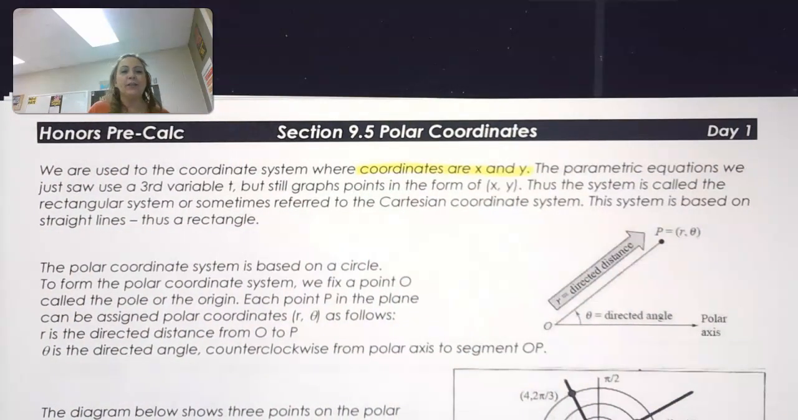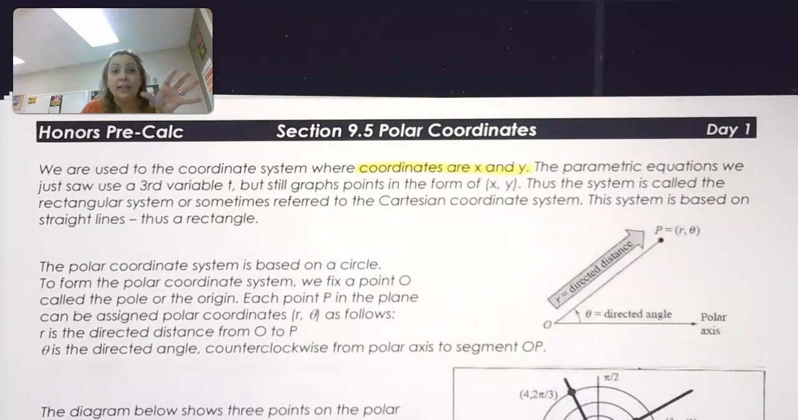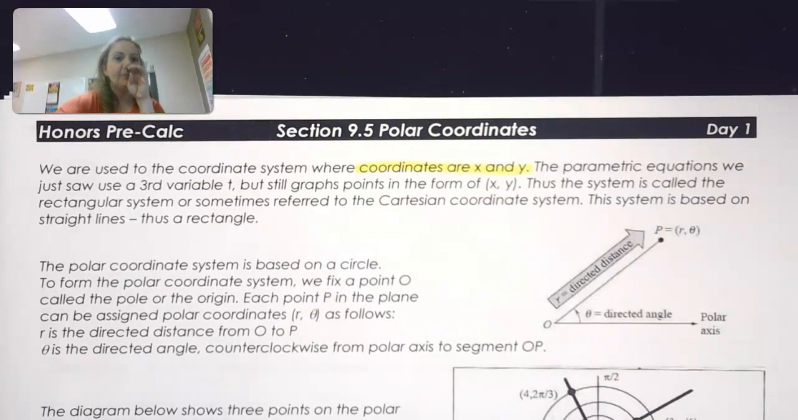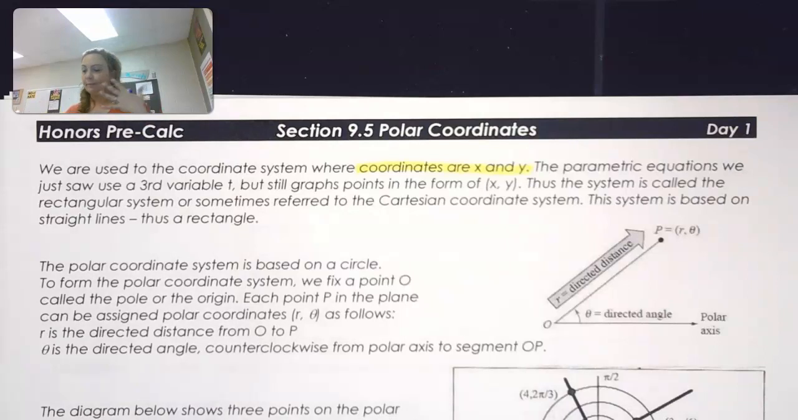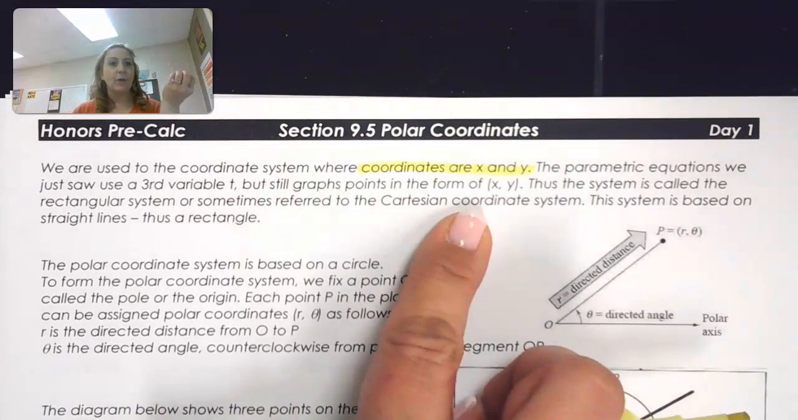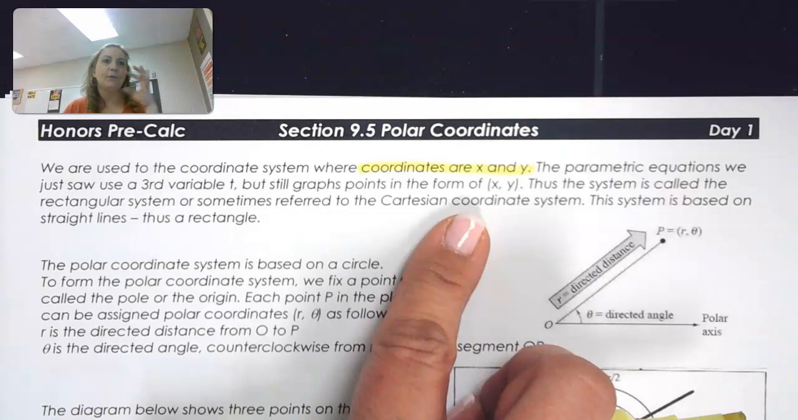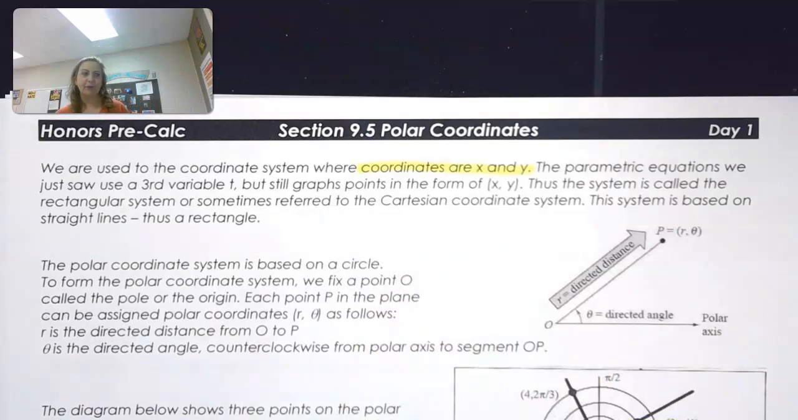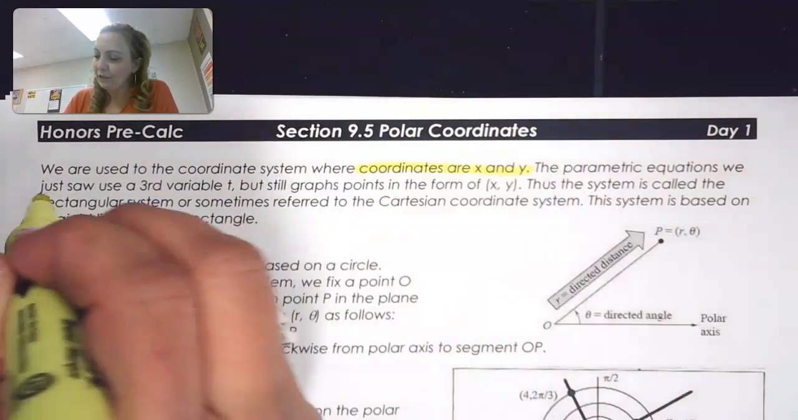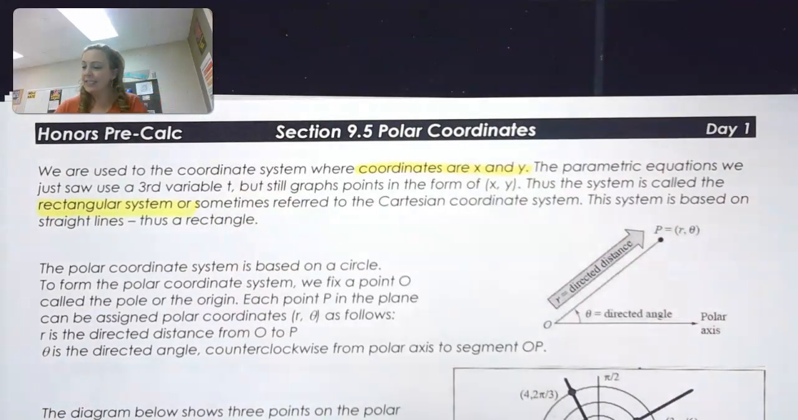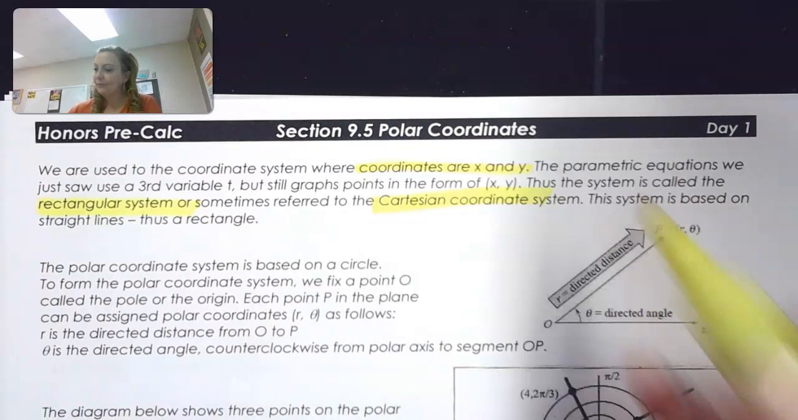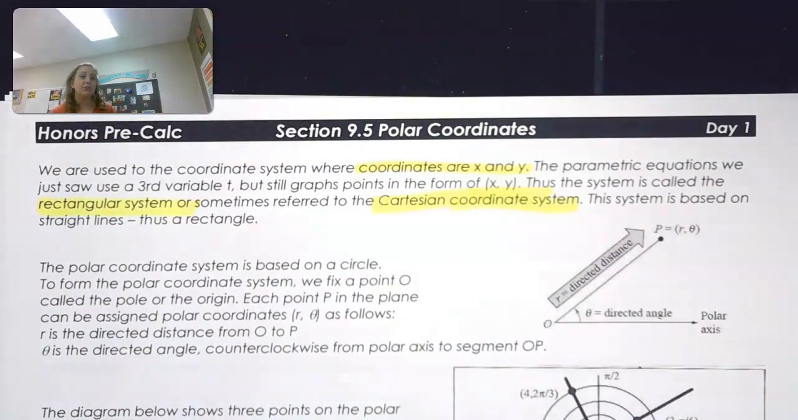The parametric equations that we just saw do use that third variable t, but the graph still ends up in the form xy, right? We make the t-table, but we plot the points xy that correspond to that, okay? Because of that, the system is called the rectangular system or the Cartesian coordinate system, okay? And the system is based on straight lines, on those horizontal and vertical lines, thus a rectangle, okay?